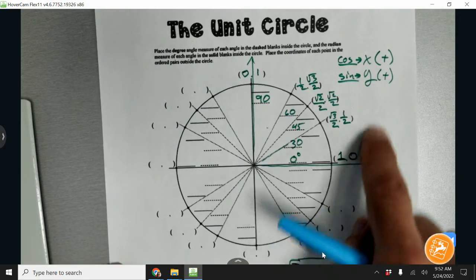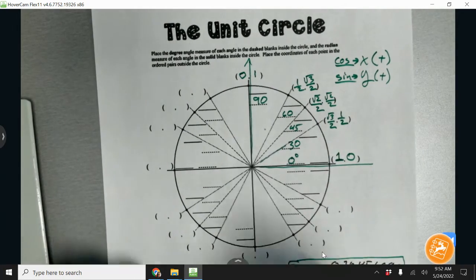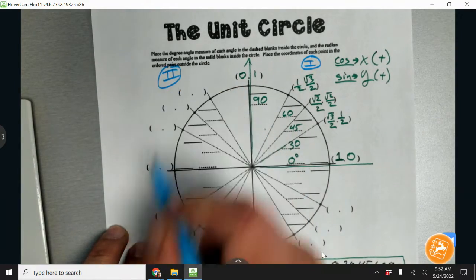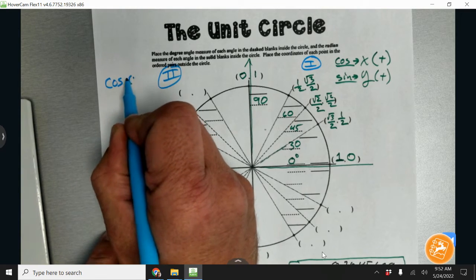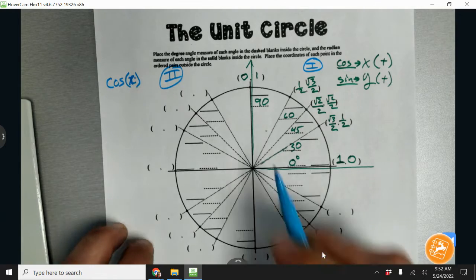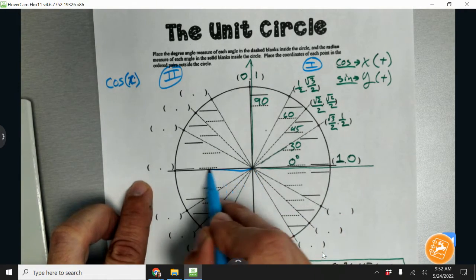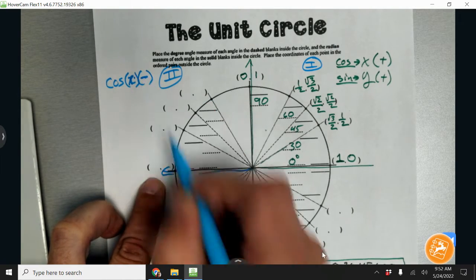Okay, so we filled out quadrant 1 right here. Quadrant 2, this is quadrant 1, quadrant 2. What happens with my cosine or my x values? What are my x values here? Are they positive or negative if I'm in quadrant 2? My x value is going this way. Negative. So all my x values are negative.